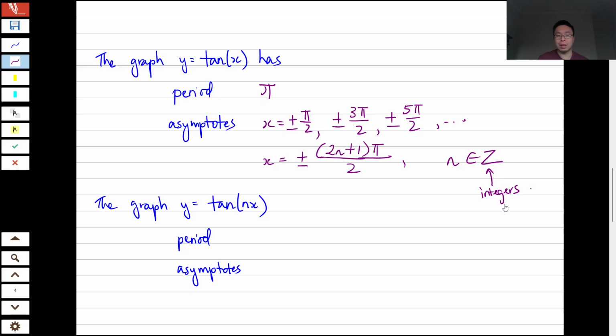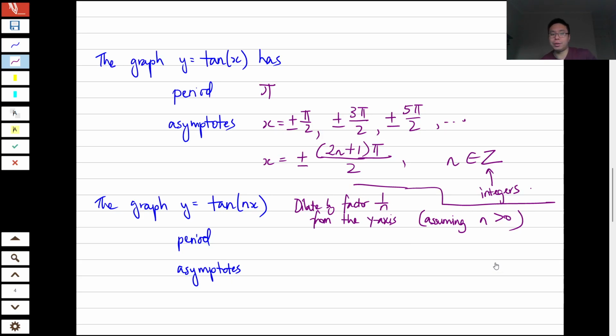Okay, now let's consider tan of nx. So now I have a coefficient in front of x. What that's going to do is dilate by a factor of 1 on n from the y-axis. And here I'll just assume that n is positive. So if I have, say, tan of 5x, that's going to shrink my period from pi to pi on 5. It's going to get shorter. So tan nx will change the period from pi to pi on n.